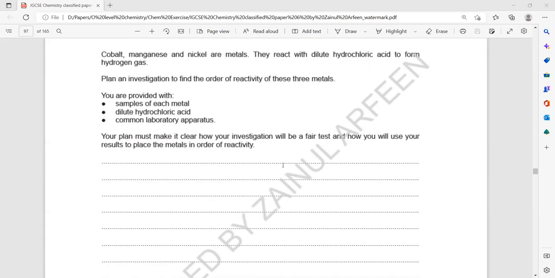So first, for a fair comparison, what are the parameters that must be constant? The length of the ribbon of metals, the surface area, that is one thing. What else? Volume of hydrochloric acid. Concentration of hydrochloric acid, and the temperature of the acid as well. That's the same moles of HCl or concentration. These are the parameters which should be kept constant.